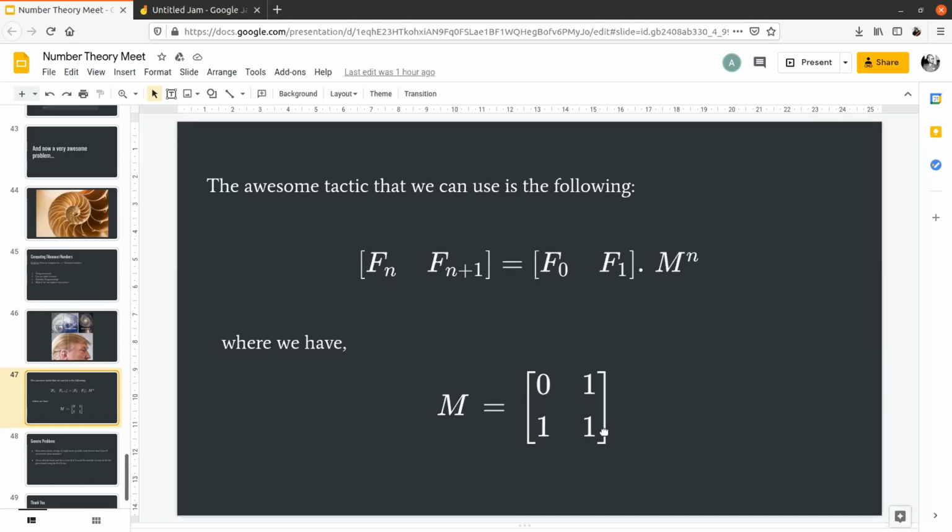Here the matrix size is 2 into 2, that is 4. So the complexity of matrix multiplication will be 4 cube into log of n, which is very less as compared to O of n. So for very large n, we can do this. Matrix exponentiation is just binary exponentiation, and instead of multiplying integers, we are multiplying matrices. Yeah.